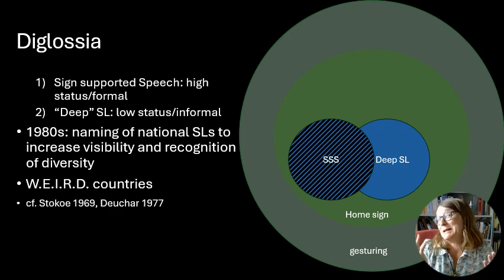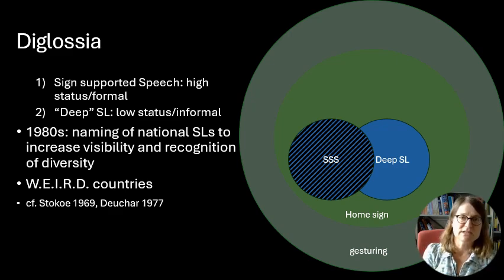Weirdly, you might say, the hybrid form of combining the lexicon of a sign language with the grammar of a spoken language was actually the high prestige variety, while at the same time the true sign language, with its own grammar and its own lexicon, was perceived as low prestige or more fit for informal communication. That was labeled as a form of diglossia: the coexistence of two languages in a more or less stable way, characterized by this imbalance or inequity in terms of perceived prestige.